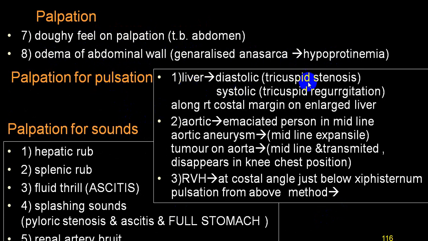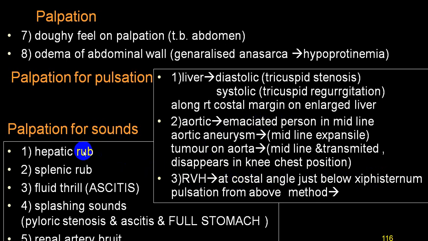Liver pulsation: tricuspid stenosis, diastolic; tricuspid regurgitation, systolic; and they will be along the right costal margin. Aortic pulsation: transmitted pulsation will be there in a case of a tumor sitting on the aorta, and expansile pulsation will be in aortic aneurysm. And in a normal thin emaciated person, without aneurysm, it will be a midline pulsation. RVH pulsation will be palpable in the right costal margin just below the xiphisternum. They will be very characteristic in case of a cor pulmonale.